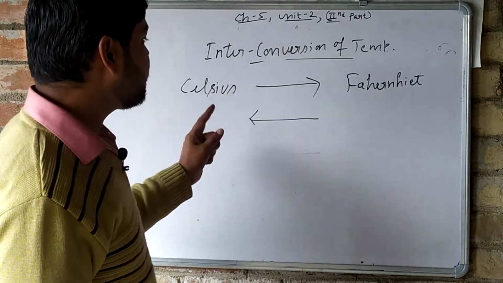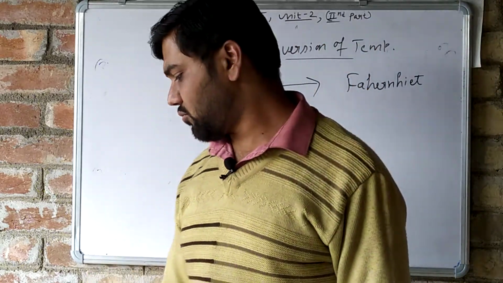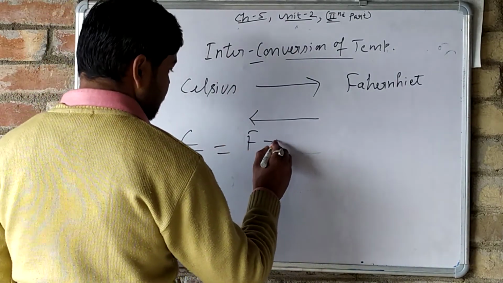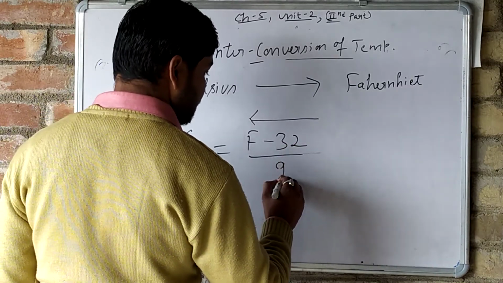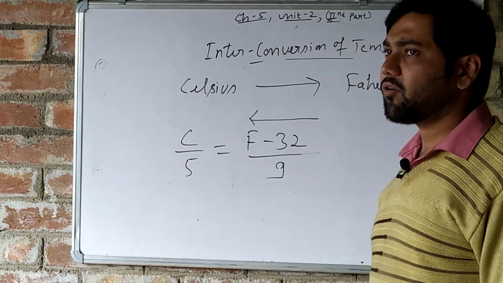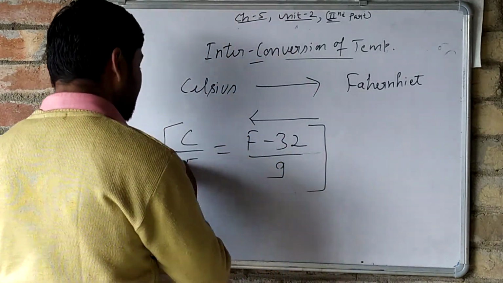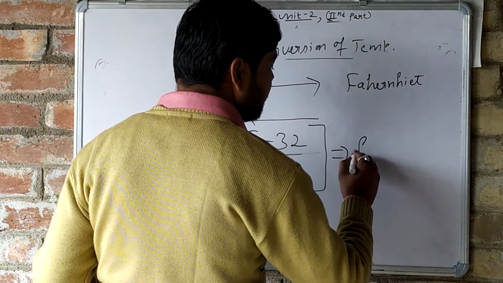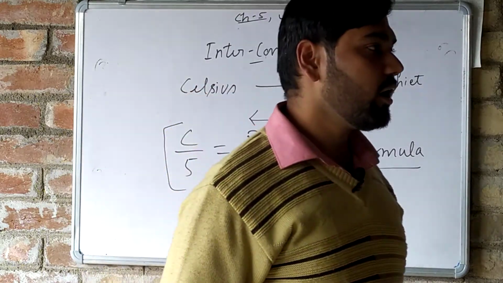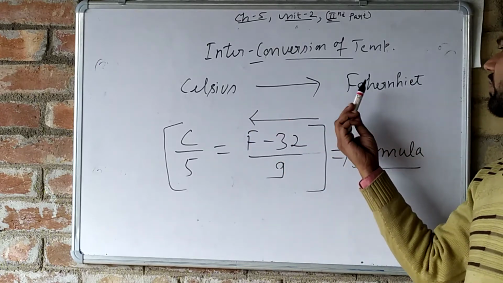In both ways, Celsius to Fahrenheit and Fahrenheit to Celsius, the temperature can be changed by using a formula which is given as C upon 5 equals F minus 32 upon 9. This is the formula with the help of which we can convert the temperature from one form to the other, for interconversion between Celsius and Fahrenheit.